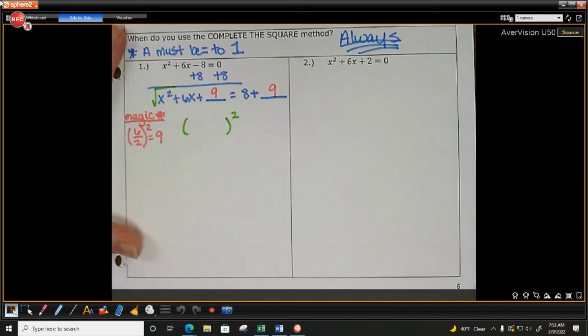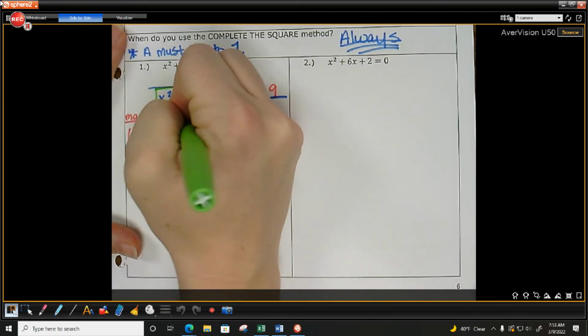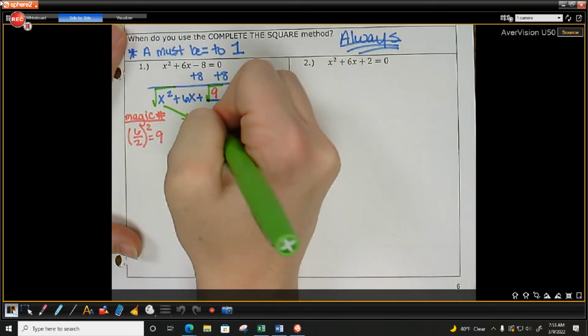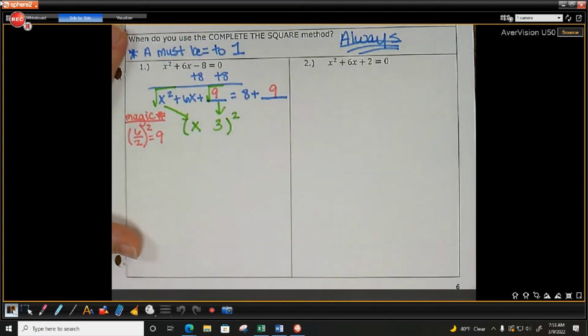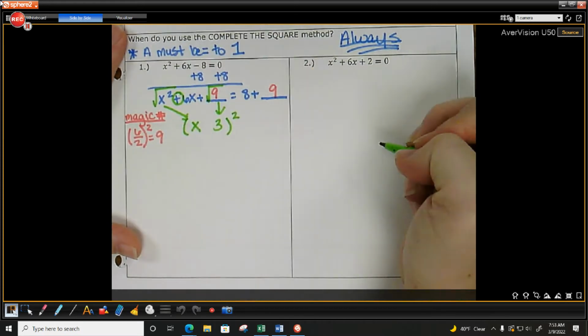X. So that goes there. What's the square root of 9? That goes there. Do we remember this a little bit now, guys? Coming back to us? No? If it's not, that's okay. We're doing it 6 times today. And then your b tells you if it's a plus or minus, so it's a plus.